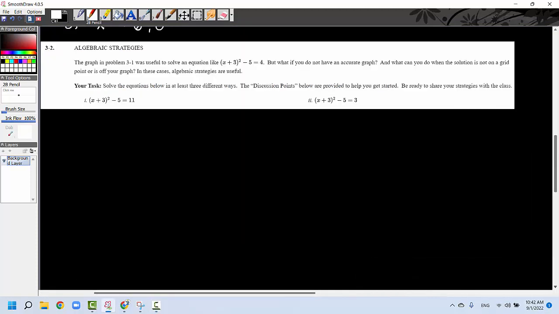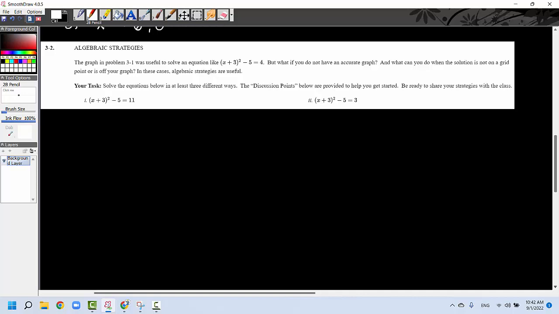In 3-2, it says the graph in 3-1 was useful to solve an equation, but what if you don't have an accurate graph? And what can you do when the solution is not on the grid or is off a point on your graph? In these cases, algebraic strategies are useful. It says solve the equations below using 3 different ways. The discussion points below are provided to get you started. So let's go and take care of one of them.